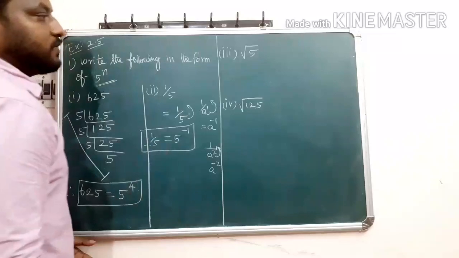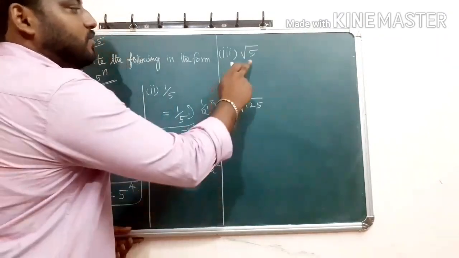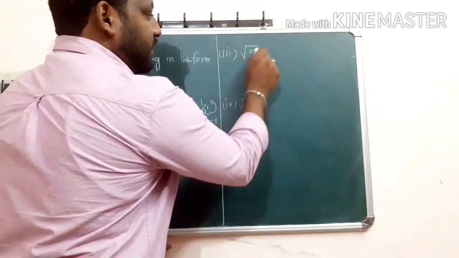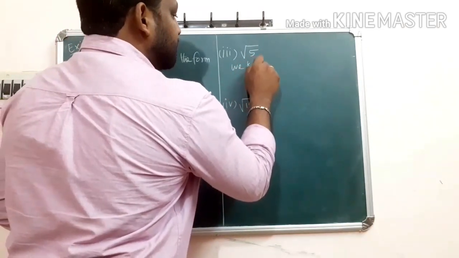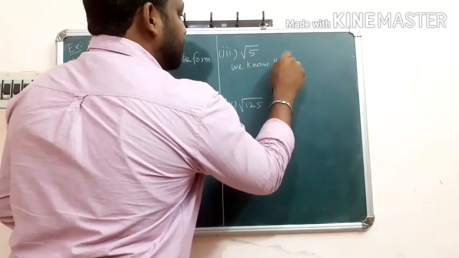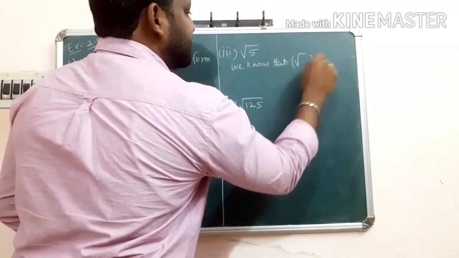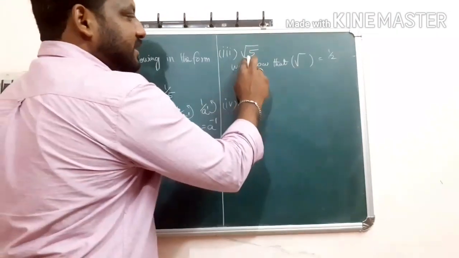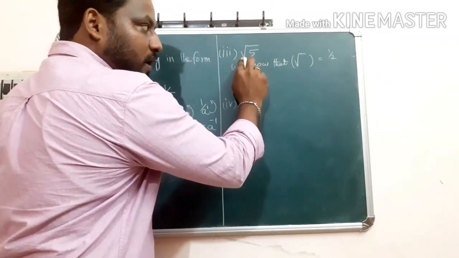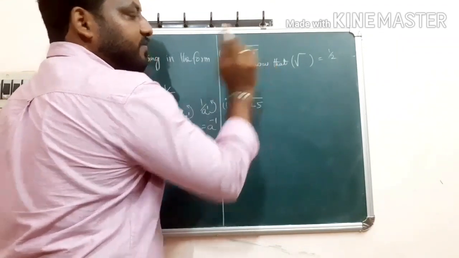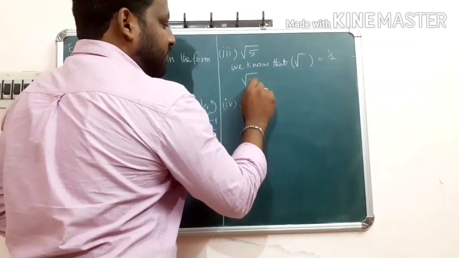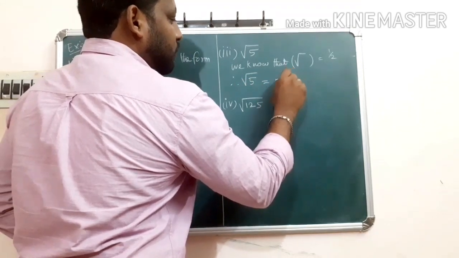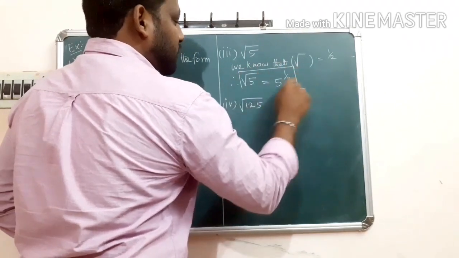Clear? And then third question, root of 5. So here root of 5 is given. We have to change it into the 5 power n format. So we know that square root value is taken as 1 by 2. This means 1 by 2 is the quadratic type. Quadratic root of 5, which means root 5 we can write as root 5 is equal to 5 power 1 by 2.